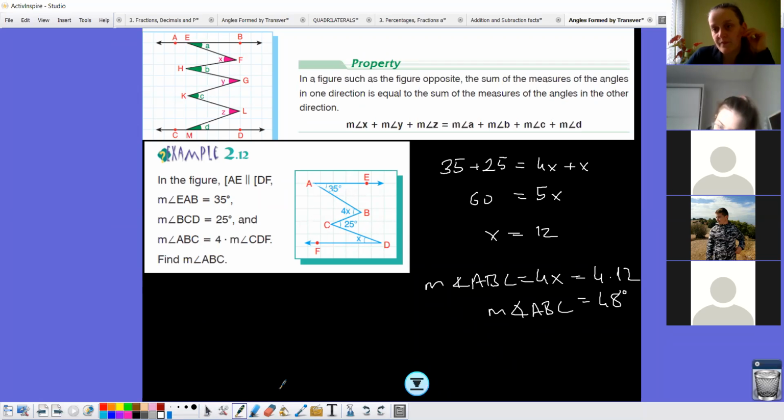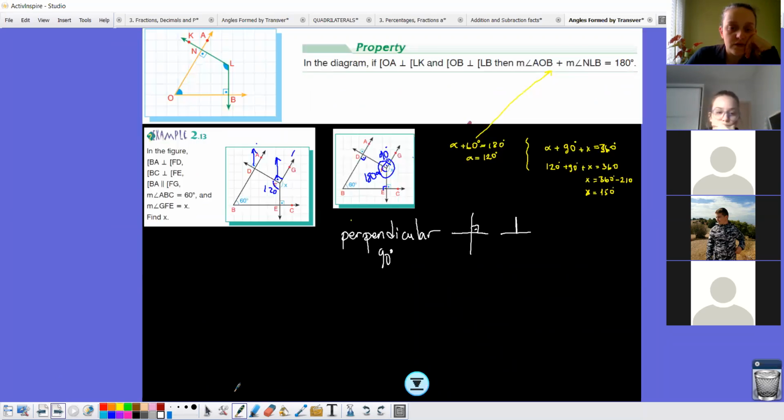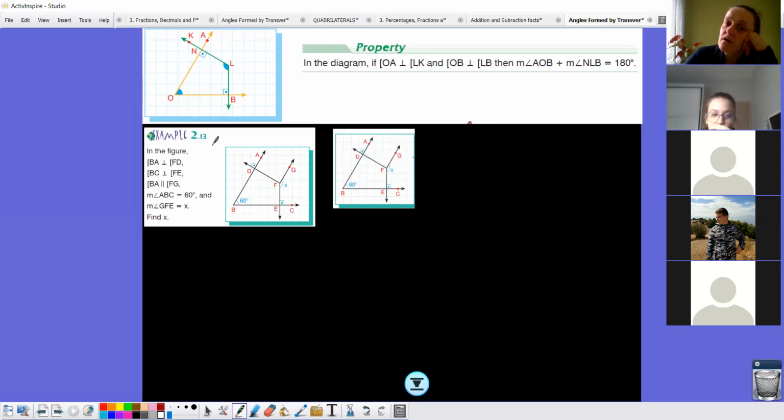Okay. Thank you, teacher. Teacher, can we solve another exercise like this? Yes, if you're ready, I can continue to the next page. Now here we have another property. Look here in the figure.